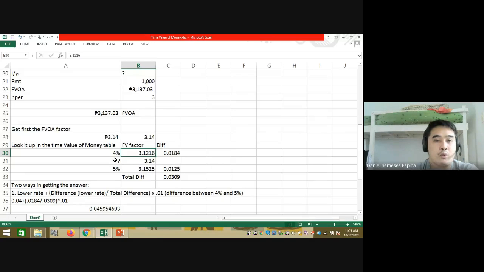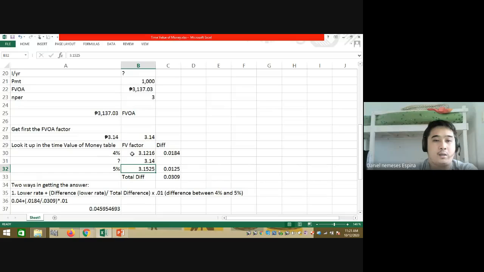However, that is not what we are looking for. We know that the rate is in between 4 to 5%. So I put a question mark. So the factor is 3.14. And then for 5%, again I copy paste. So 3.1525 is its factor. Okay, so get the difference first.